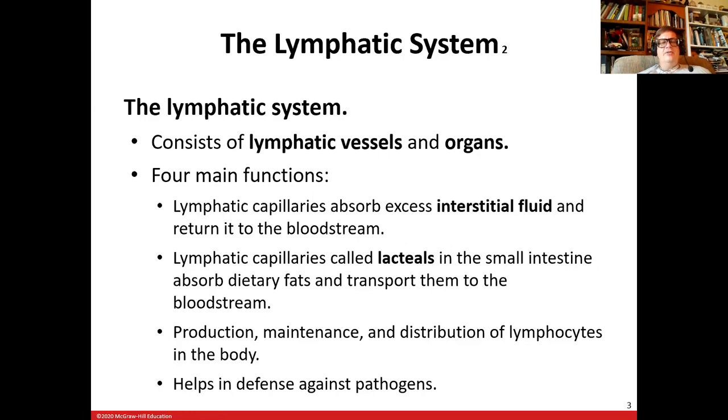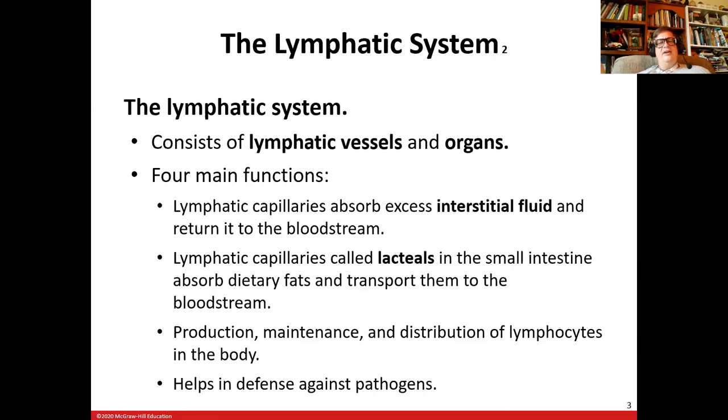Anyway, the system also handles the production, maintenance, and distribution of lymphocytes in the body. You have to understand, lymphocytes are one of the white blood cell types. We talked about that in circulatory. The littlest one, the L there can remind you of little. So we have two types, B lymphocytes and T lymphocytes.